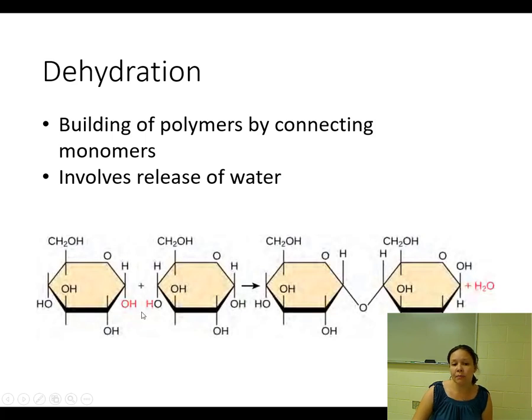So we actually remove an OH from the first one and an H from the second one, and these red letters put together make H2O. So we take away water, hence the term dehydration, and we are able to put these monomers together into a larger polymer. So we release water when we do this.